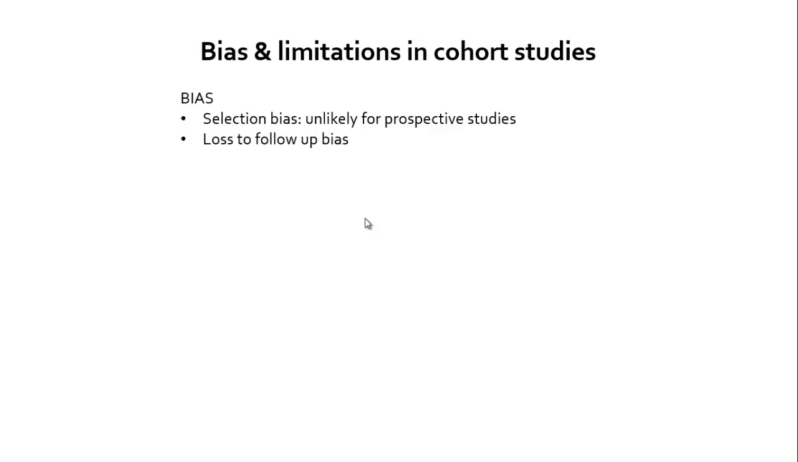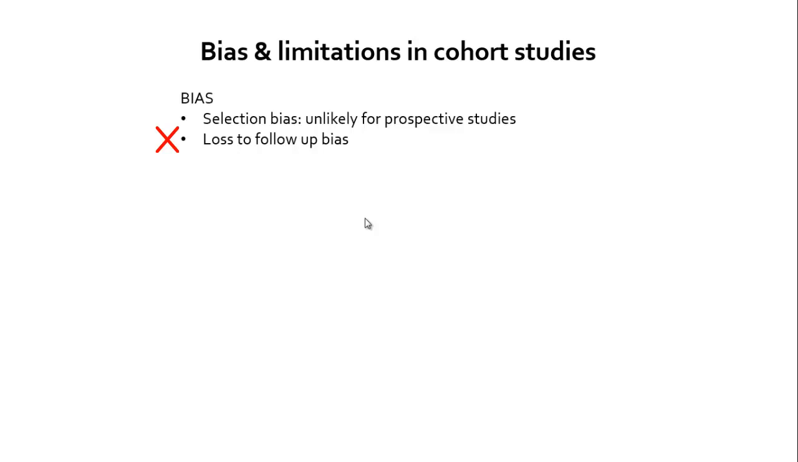What about bias and limitations in cohort studies? So first of all, selection bias. Well, that's unlikely for a prospective cohort study in particular, because typically subjects are selected as a group of individuals before the exposure is actually measured. But loss to follow-up bias is something to consider, particularly when a large proportion of people drop out of the study, meaning that their outcome is not established.